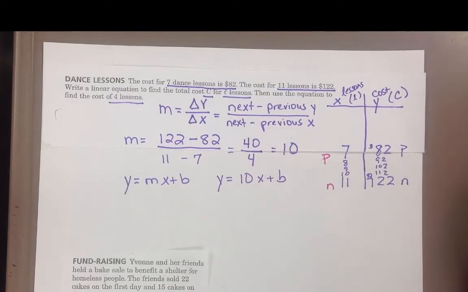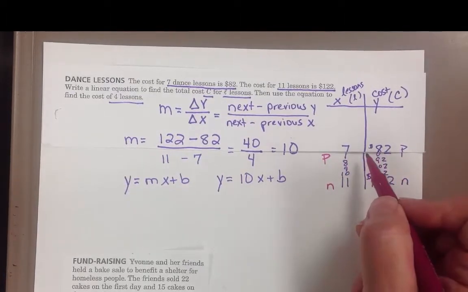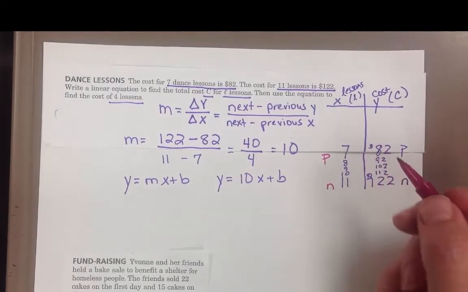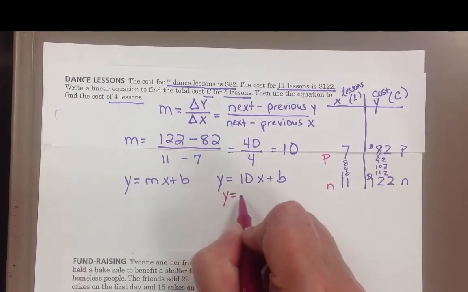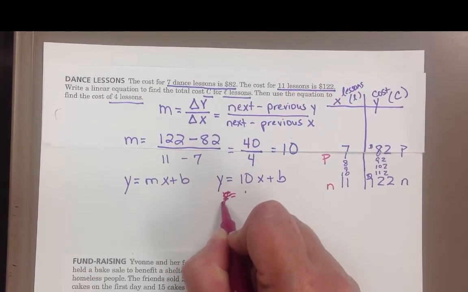And we've done this before. So I'm going to pick the 7, 82 as an ordered pair. 7's my x, so I'm going to do y equals, excuse me, I don't want to do the y.